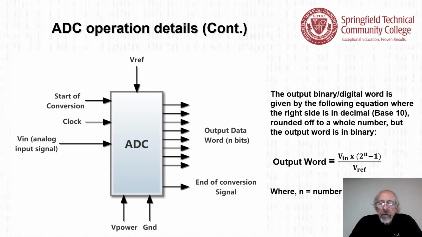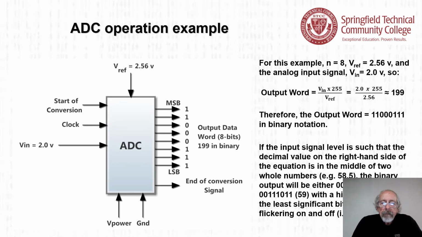A little more detail here. The output binary digital word is given by the following equation, where the right side is in decimal, that is base 10, normal decimal notation, rounded off to a whole number, but the output word is in binary, that's the left-hand side. So notice the output word is VIN times 2 raised to the n power minus 1, where n is the number of data lines coming out, the number of bits, divided by V reference. So the next slide should show us an example.